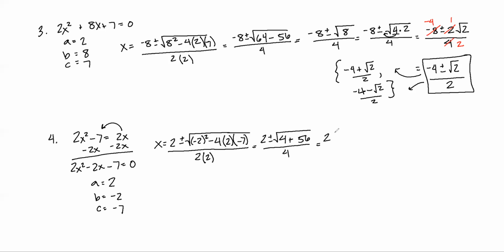Now we have 2 plus or minus the square root of 60. Let's combine those over 4. And now we're at the point where we want to simplify our radical down. Don't reduce yet because the 60 is under a square root. So let's see what perfect square goes into 60. We have 1 and 60, 2 and 30, 3 and 20, and I'm going to stop once I get to a perfect square. 4 and 15.